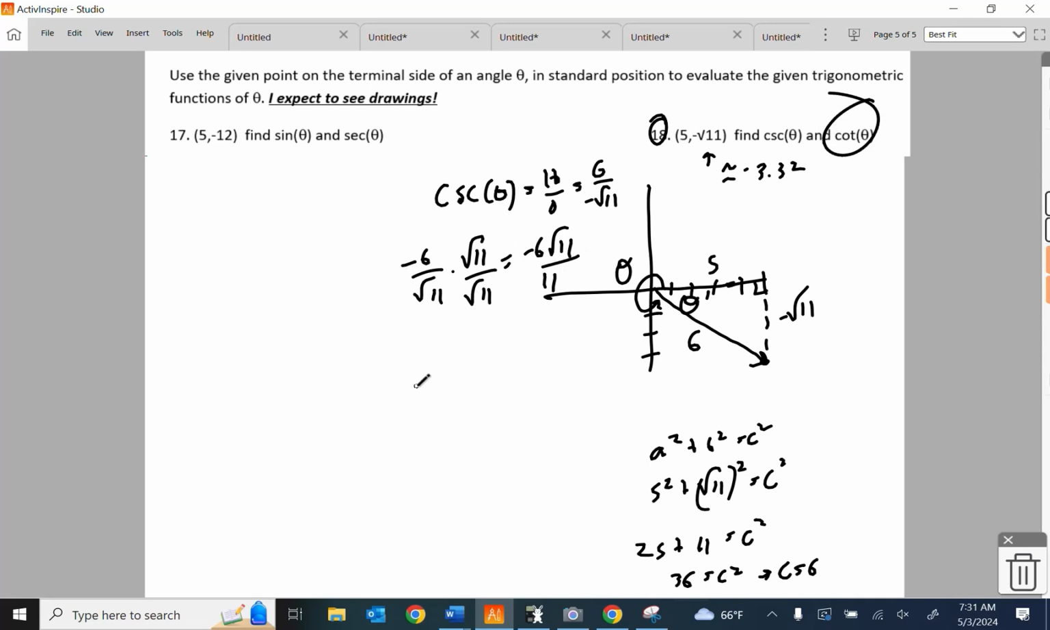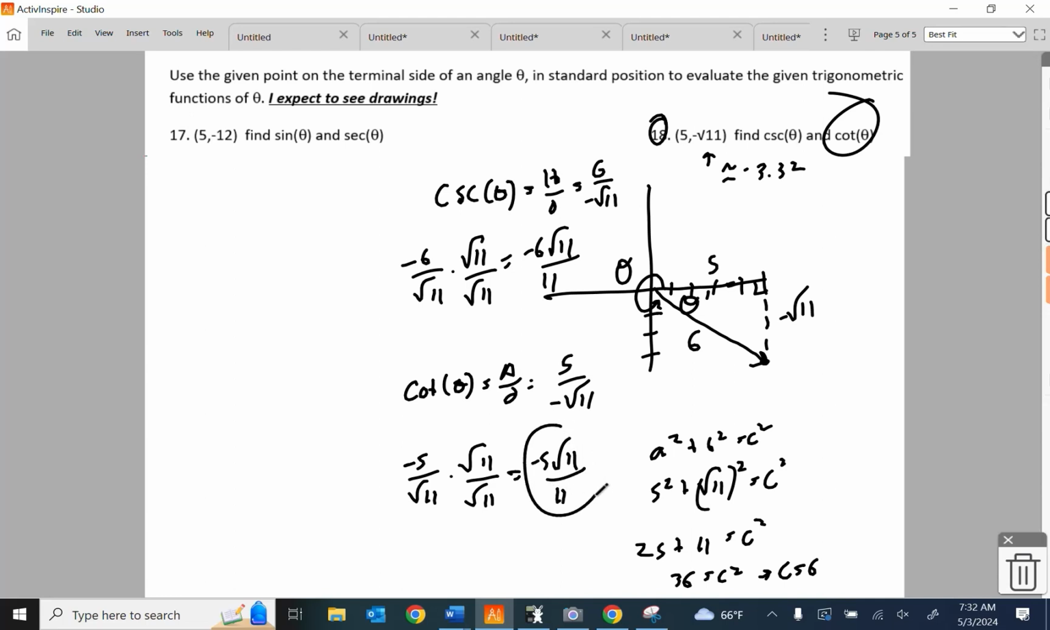Next we have cotangent. It says adjacent over opposite. So adjacent to theta is a 5, and opposite is that negative root of 11. So again, we're going to do the same cleanup process. We're going to multiply top and bottom by root 11 over root 11. And we're going to get negative 5 roots of 11 over 11.